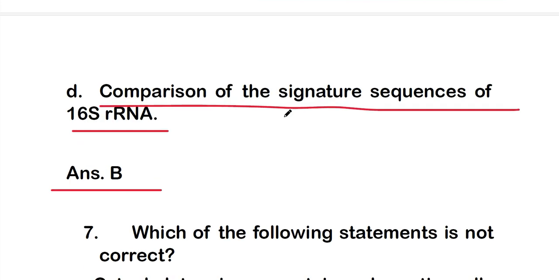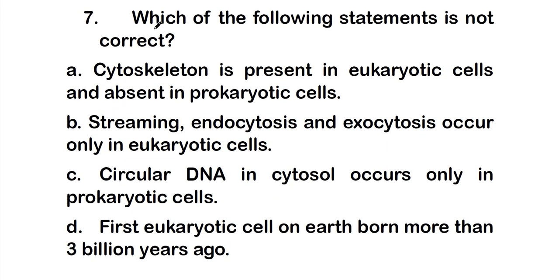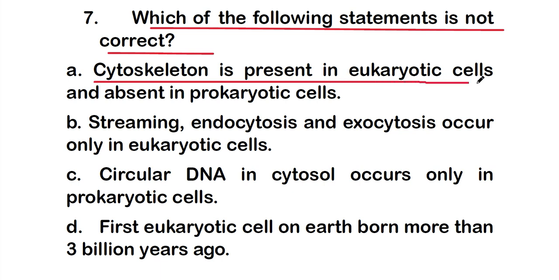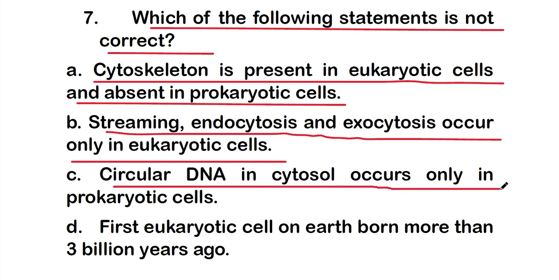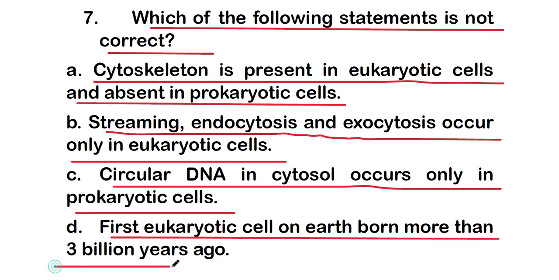Okay, so let's move on to question number 7: which of the following statements is not correct? The options are: option A, cytoskeleton is present in eukaryotic cells and absent in prokaryotic cells; option B, streaming, endocytosis and exocytosis occur only in eukaryotic cells; option C, circular DNA in cytosol occurs only in prokaryotic cells; or option D, first eukaryotic cells on earth were born more than 3 billion years ago. So which statement is not correct?